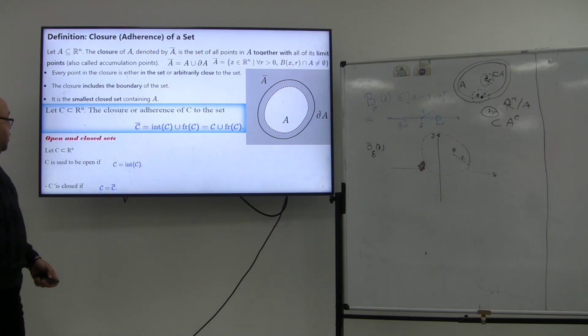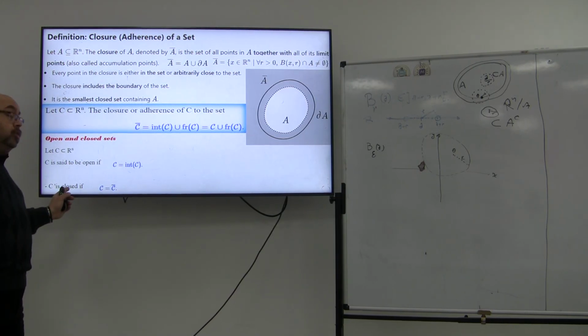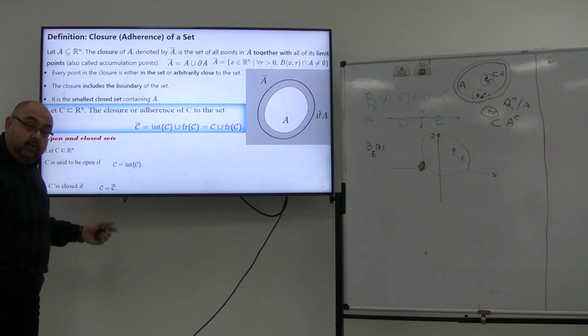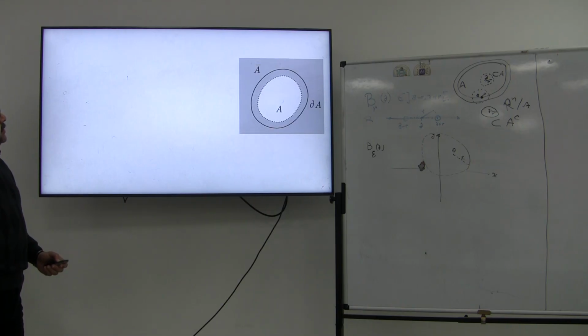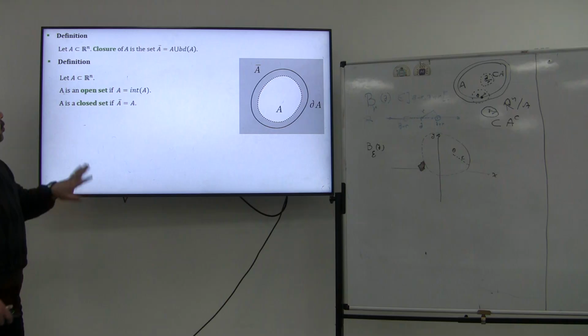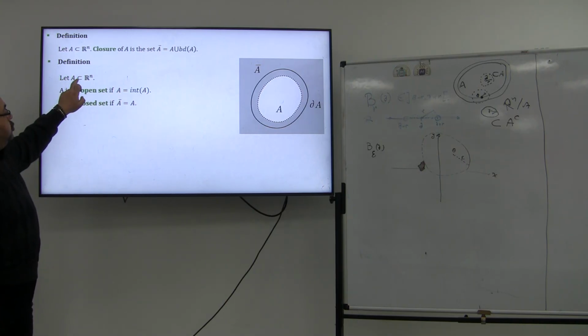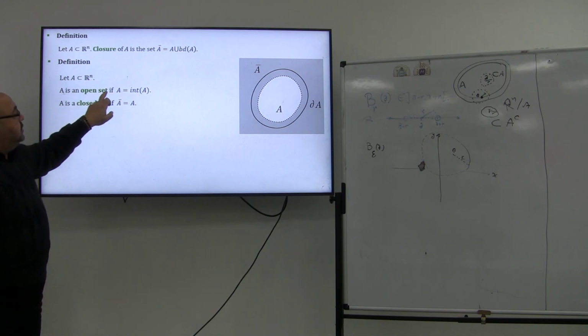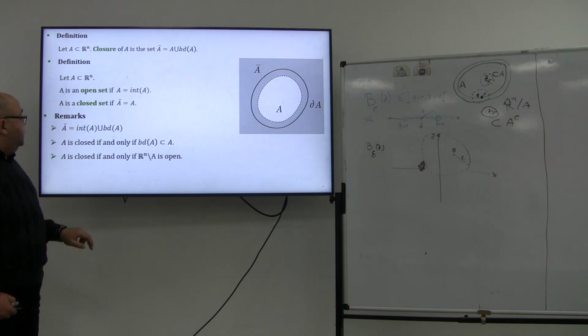Open and closed sets. C is said to be open if C equals its interior. C is called closed if C equals its closure, as you can see from this slide. Also the definition of the closure, once more: A dash, which is A plus the boundary. Let A belong to Rn. If A is an open set, it means A is the interior of A, then the closure gives a closed set.